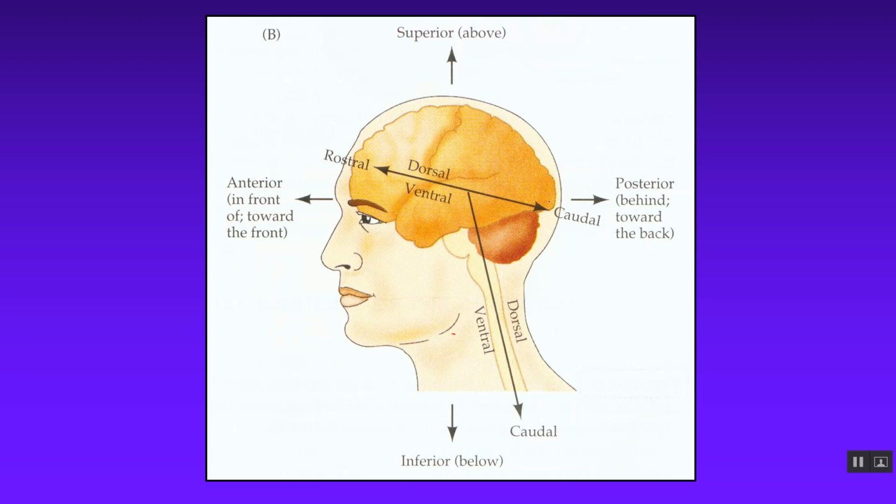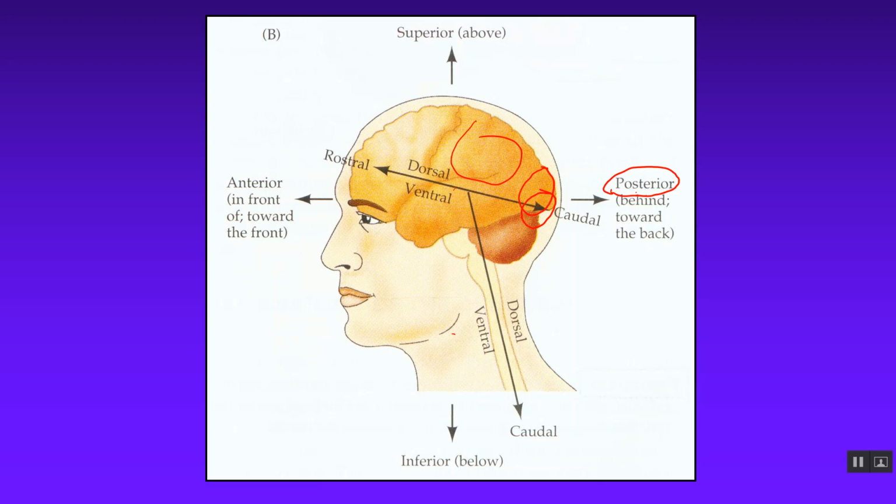Now in this case, caudal becomes synonymous with posterior, whereas down in the spinal cord and brainstem, dorsal was synonymous with posterior. Does that make sense? Once you're up in here and somebody's referring to a structure, like the occipital lobe, it is now caudal or posterior to the parietal and temporal lobes.